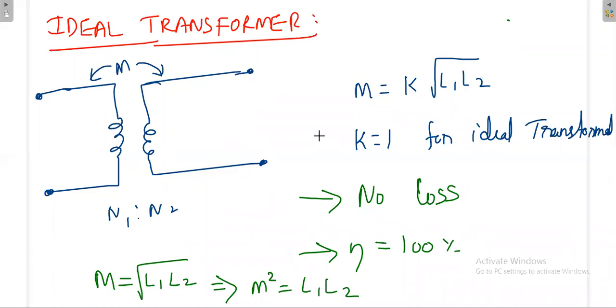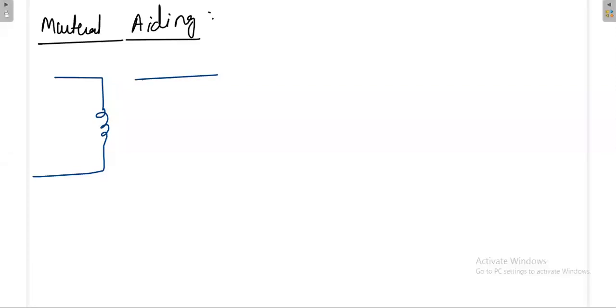Again, we'll see mutual aiding. Suppose the transformer is like this, so this is I1, I2. The mutual inductance between the transformer is M. Again, the dot is here.